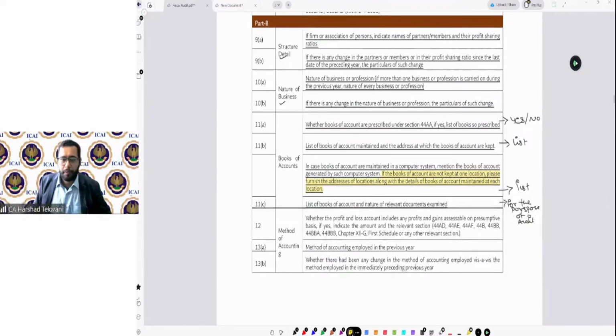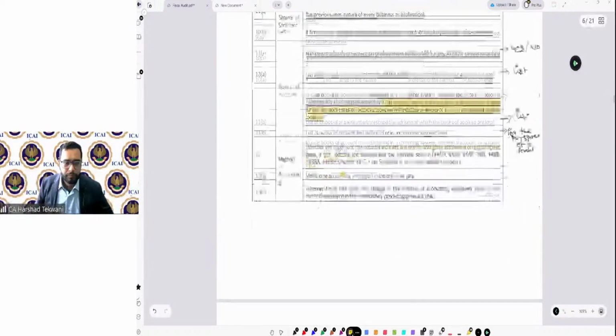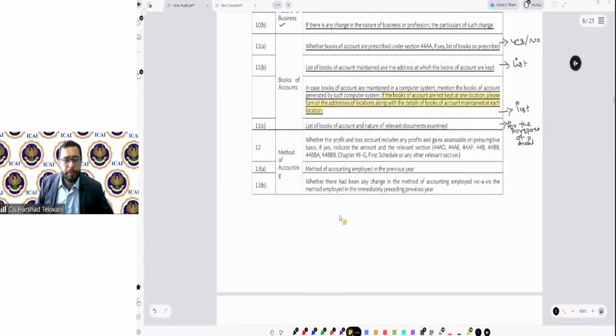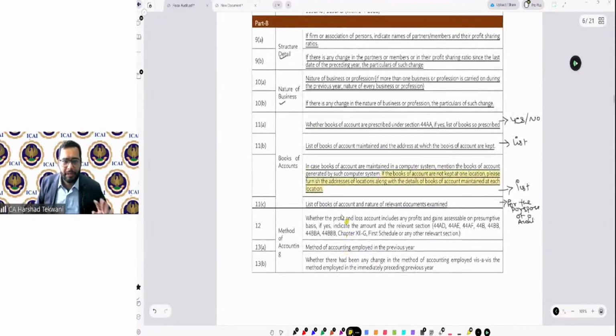Clear? So with change in time, you will see such changes in the form, for the reporting, because day by day, we are transitioning from physical books to e-books. Okay. Now that was clause 11 that we discussed, books of account. Clause 12.